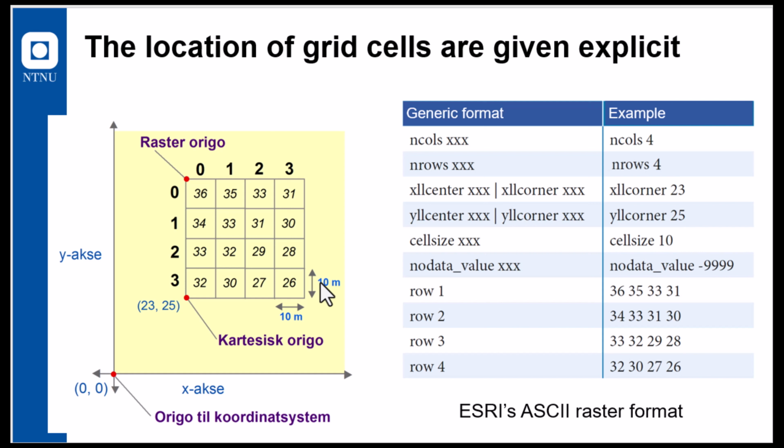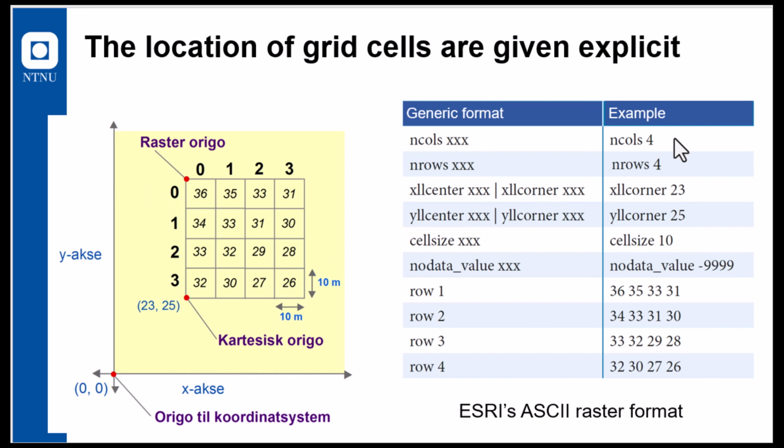So what does it mean that location is given explicitly? Since in a raster a pixel can only store one value, information about its position needs to be stored explicitly. Often this is done by a header in the file. This example shows how this is done in Esri's ASCII raster format. The left-hand side shows the generic format and the right-hand side shows an example of how the ASCII raster format would be for this particular raster.